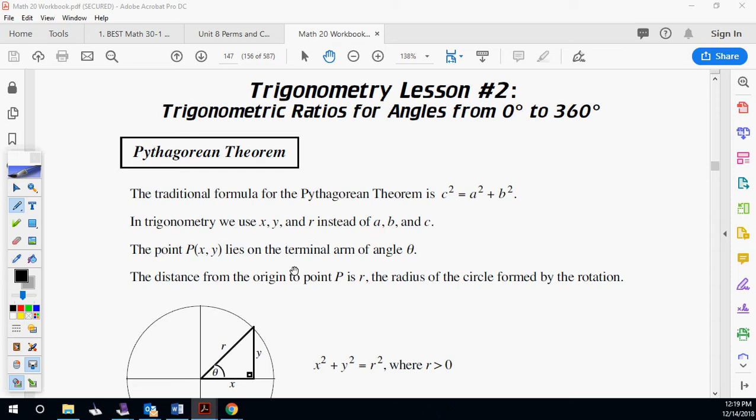Hey, we've got Unit 8, Lesson 2, okay? So today's focus: you learned about reference angles and rotation angles yesterday. Today we're talking about the ratios of the angles, and we're also going to talk about the CAST rule.